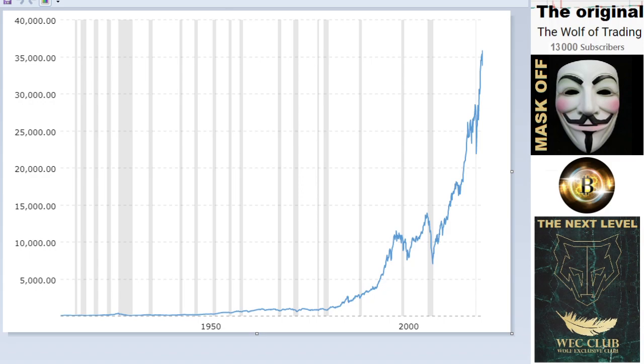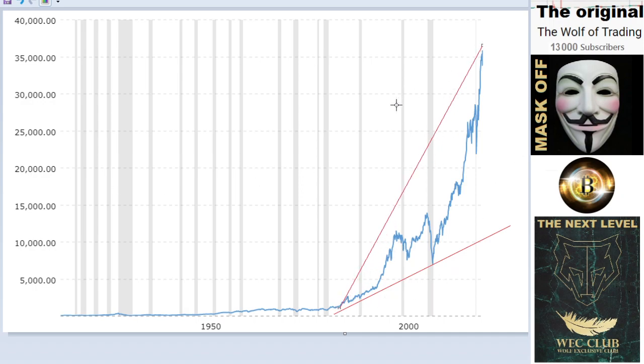Let's look at what we have here. You can see the long-term trend line on the Dow Jones chart. You can also see the mega formation pattern, and you can see how far the Dow Jones can fall to this area.